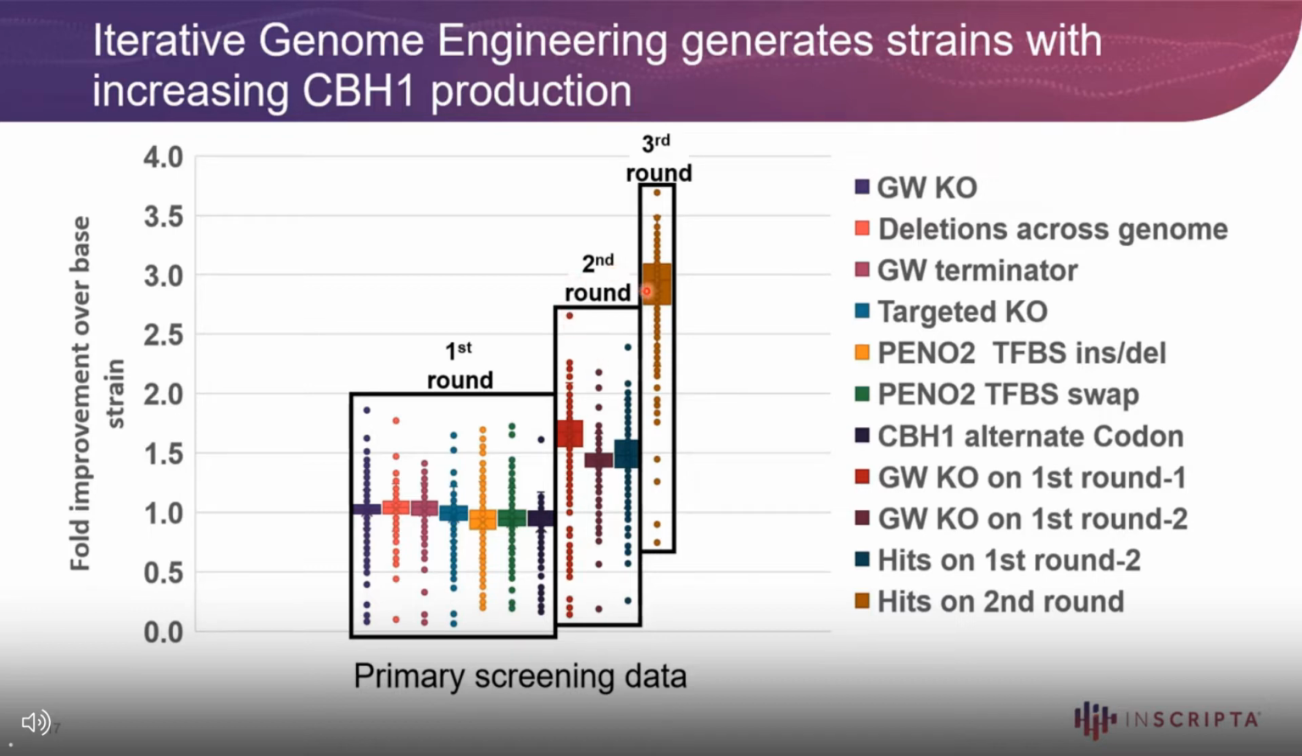I took the top hits from the second round right here. That went into the third round of screening, where again, I took that first round hit library and stacked it on top of that hit from the second round, which gave us the primary screening data for the third round. Again, it was very satisfying to see that we continuously see improvement in CBH1 production through these 3 rounds of iterative genome engineering.